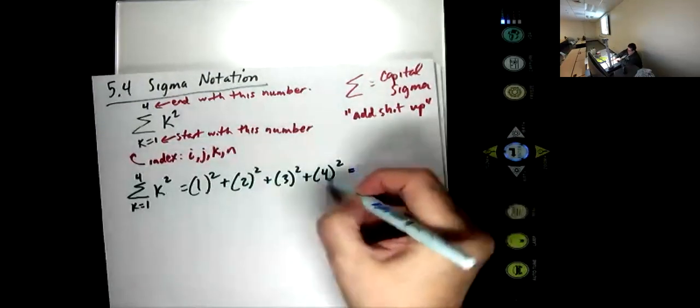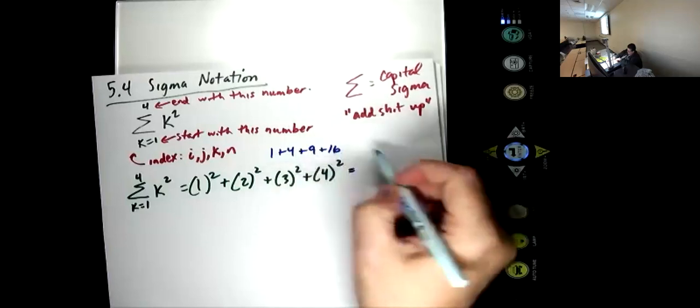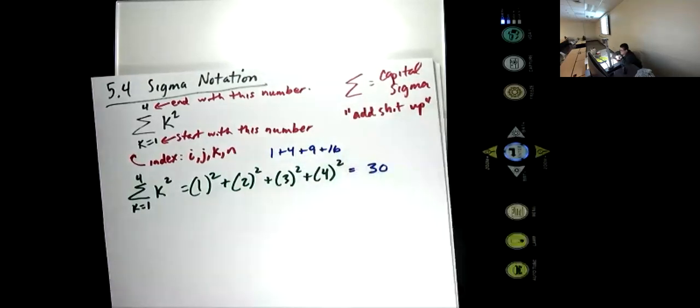And if I do that, I've got what? 1 plus 4 plus 9 plus 16. I got 30. So it has a value. It actually equals a sum. We added it up.